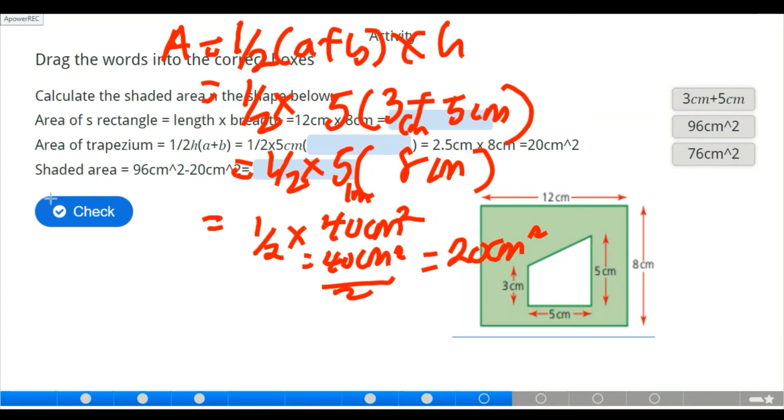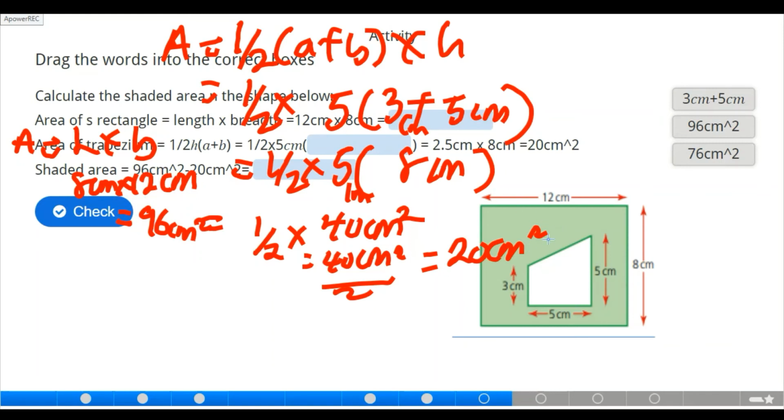Now let's look for the area of the rectangle. The area of the rectangle is length times breadth. The length here is 8 centimeters, and the breadth is 12 centimeters. So 8 centimeters multiplied by 12 centimeters will give us 96 centimeter square.